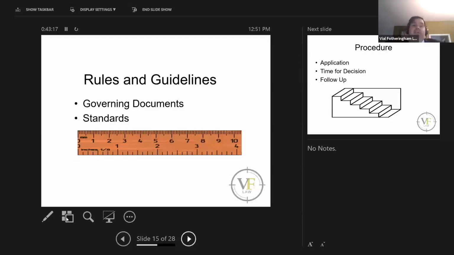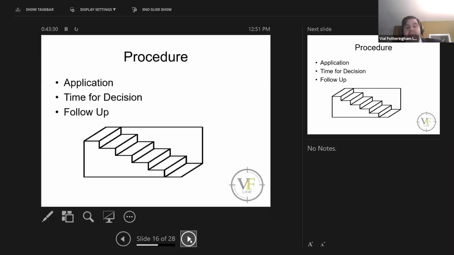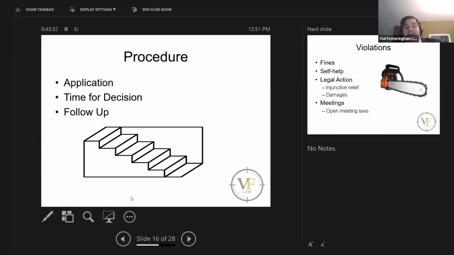Okay, we've talked a little bit about your governing documents and the standards. Remember, that's what you need to follow. The rule is very clear. You got to follow what's there and follow it to a T. Procedures, we've also talked about the application, the time for decision. We didn't talk about follow-up, but most of your documents will say if they have times, they frequently have times when the work must be completed by.